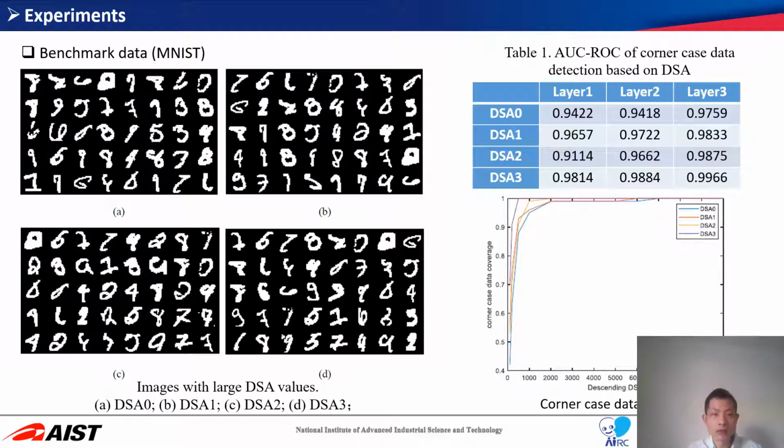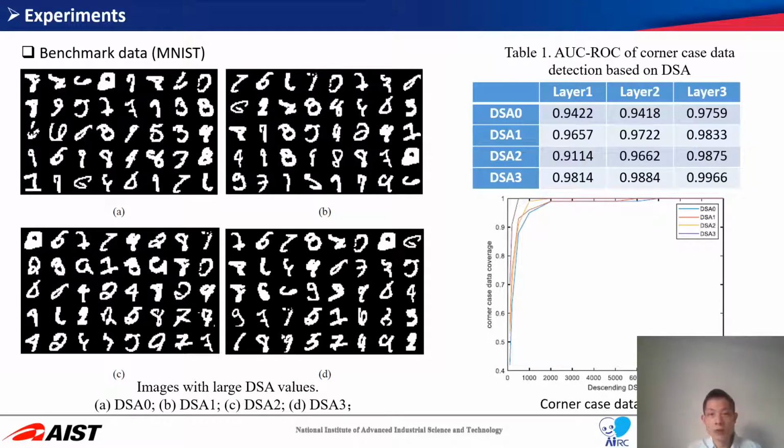As the picture shows, all these four DSAs have the ability to describe corner case data, since they indeed capture unrecognizable data. Moreover, using the defined corner case data coverage as the evaluation metric, coverage variance is also plotted in the figure.